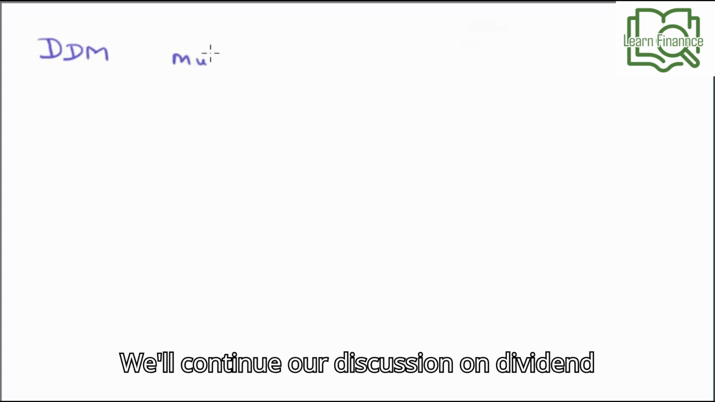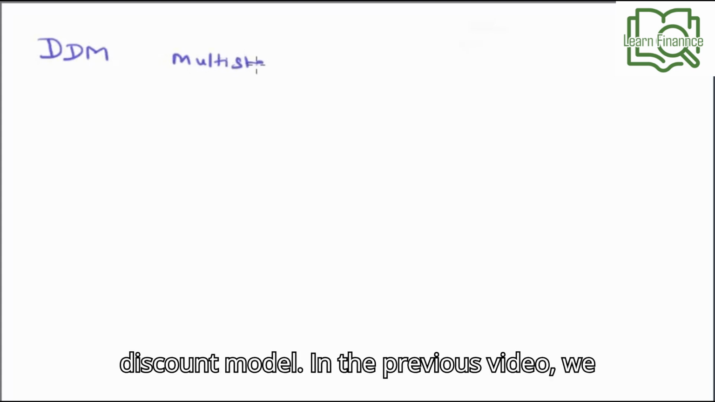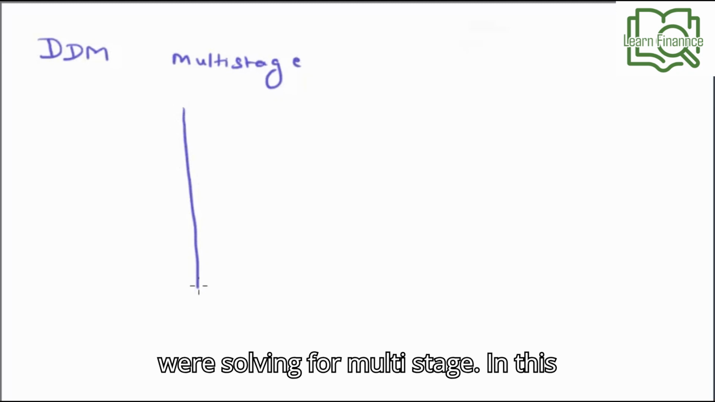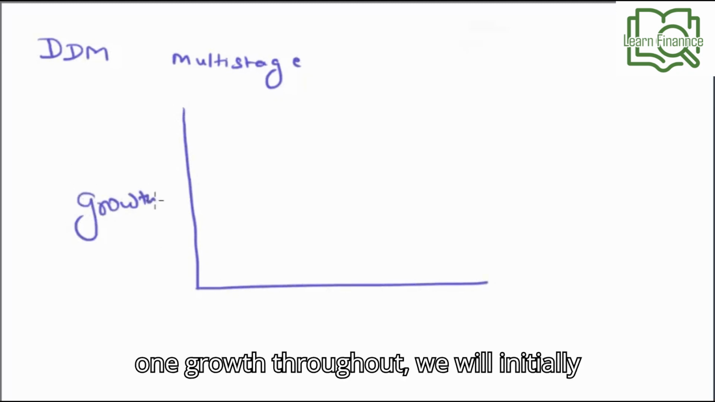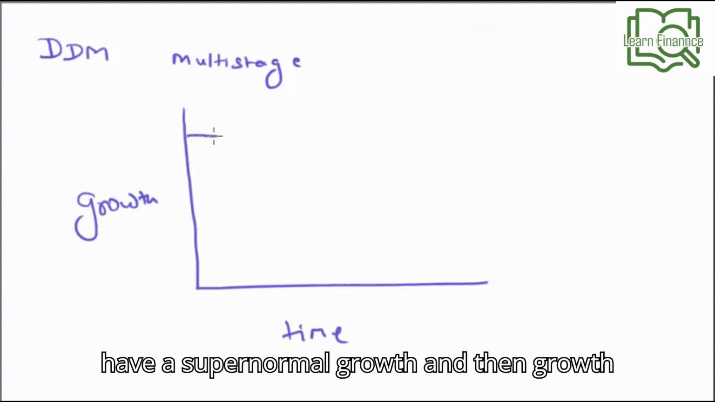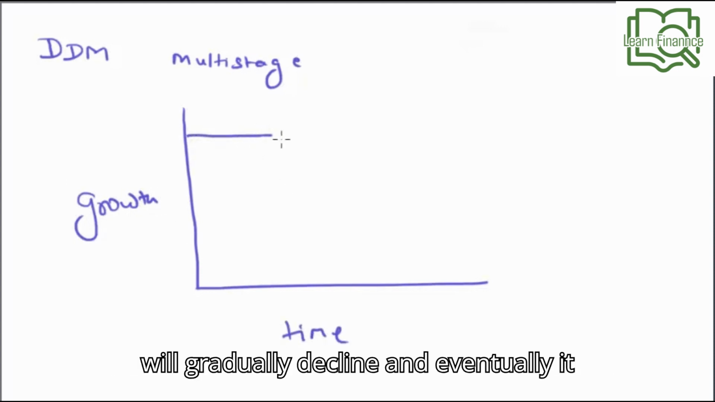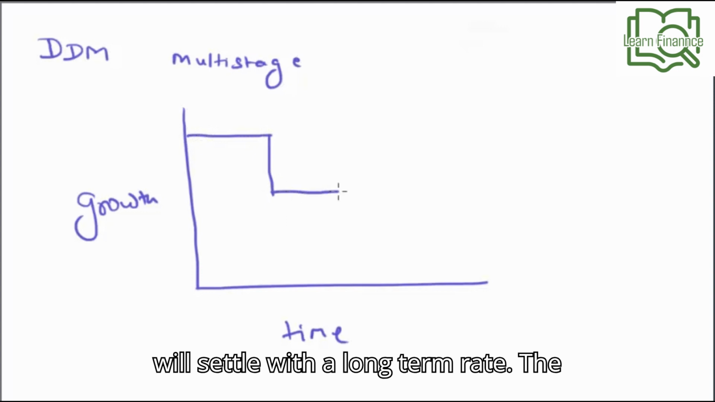We'll continue our discussion on the dividend discount model. In the previous video, we were solving for multi-stage. In this example, we saw that instead of having one growth throughout, we will initially have a supernormal growth, and then growth will gradually decline, and eventually it will settle with a long-term rate.